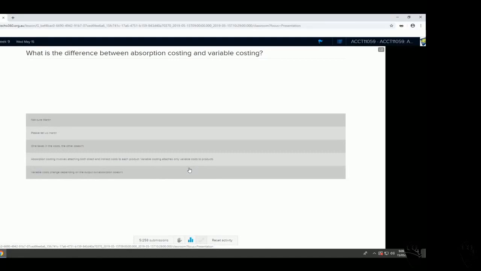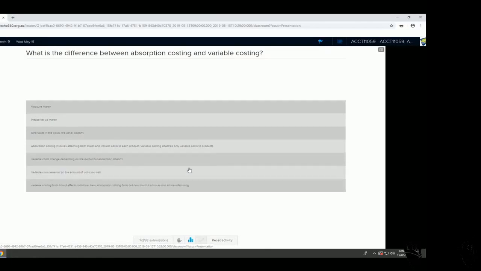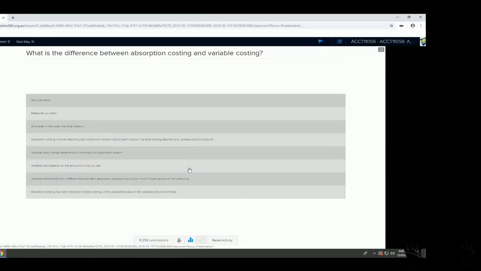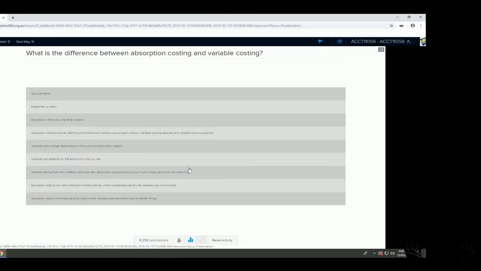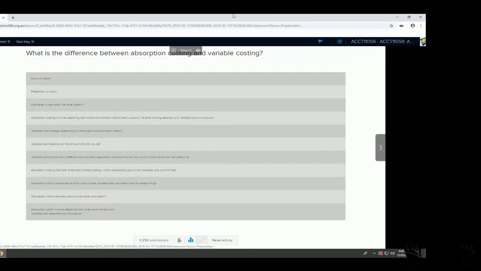Well, that's not quite true. Absorption costing, direct and indirect costs, a lot of the direct costs, for example, will be variable. Not all of them, but many typically. Some of the indirect costs can be variable as well. There'll certainly be some variable costs within absorption costing, and so they will vary with output.